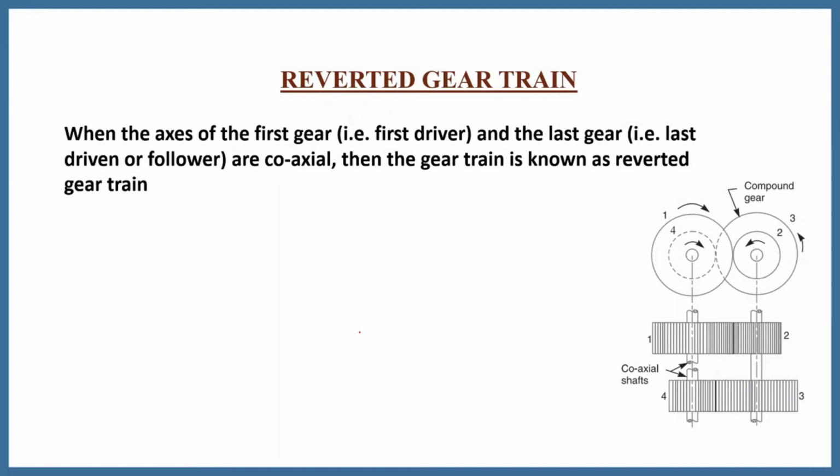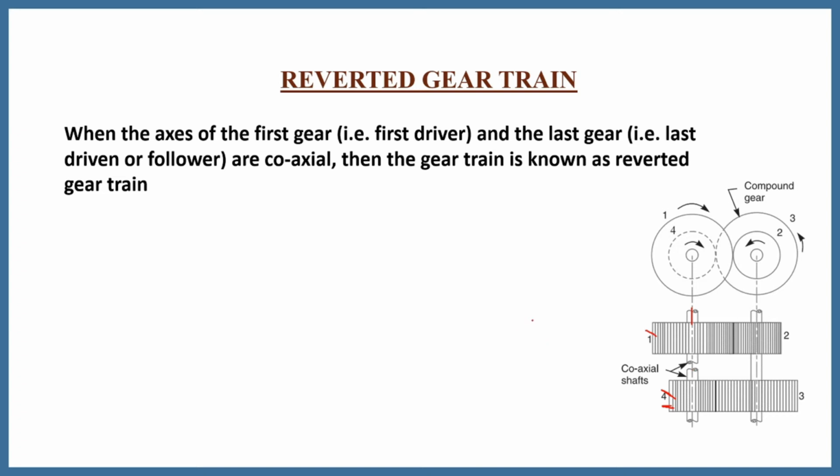Now, the next type of gear train is the reverted gear train. The reverted gear train is a modification of the compound gear train. The velocity ratios of the simple gear train, compound gear train and reverted gear train are the same. The only difference is that in the reverted gear train, the input shaft and the output shaft are coaxial. This is the input gear mounted on the input shaft, and gear 4 is the driven gear mounted on the output shaft. These two are coaxial.